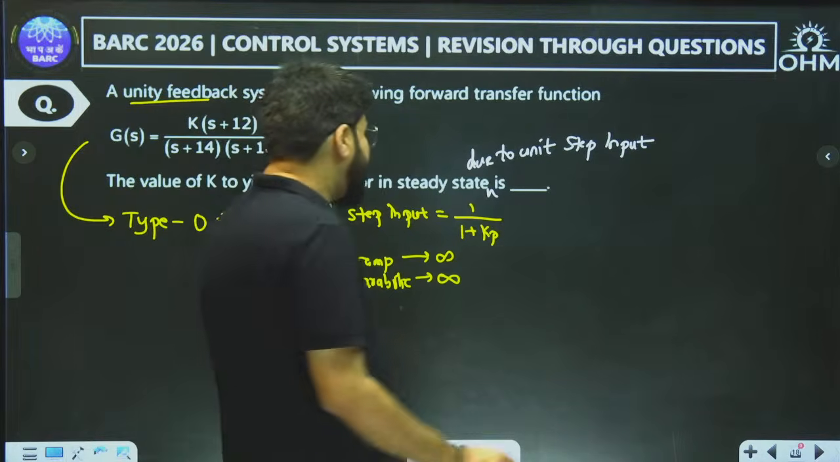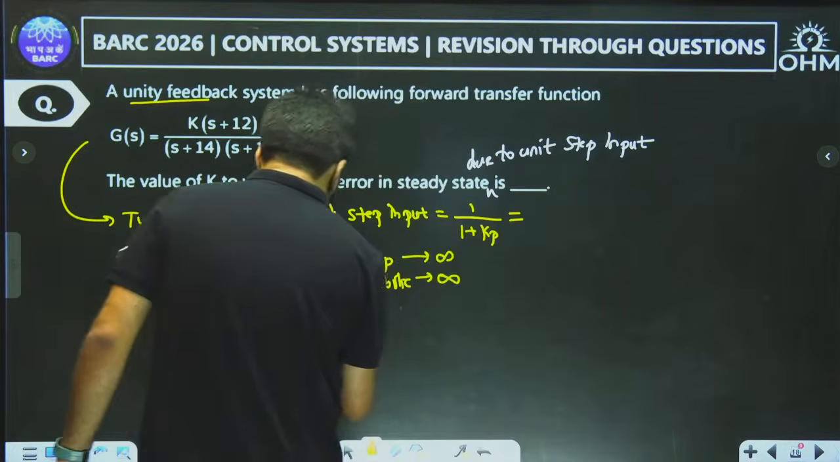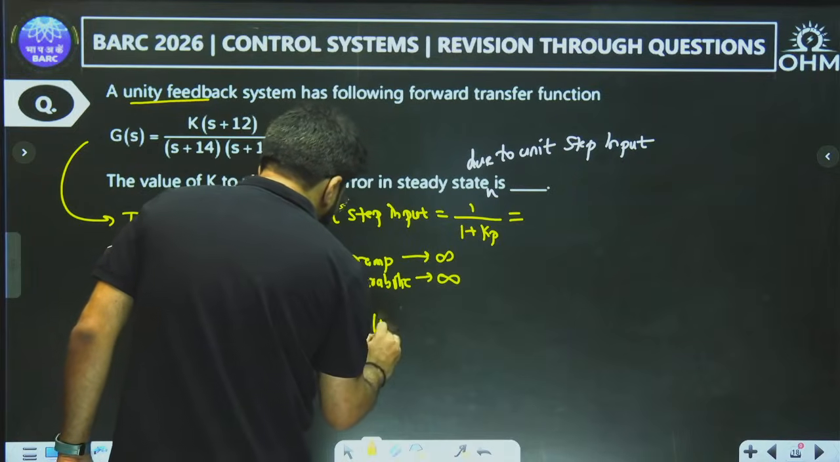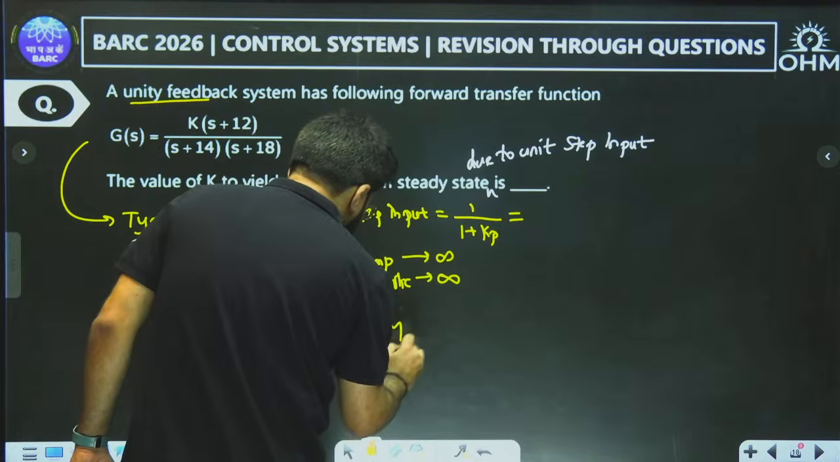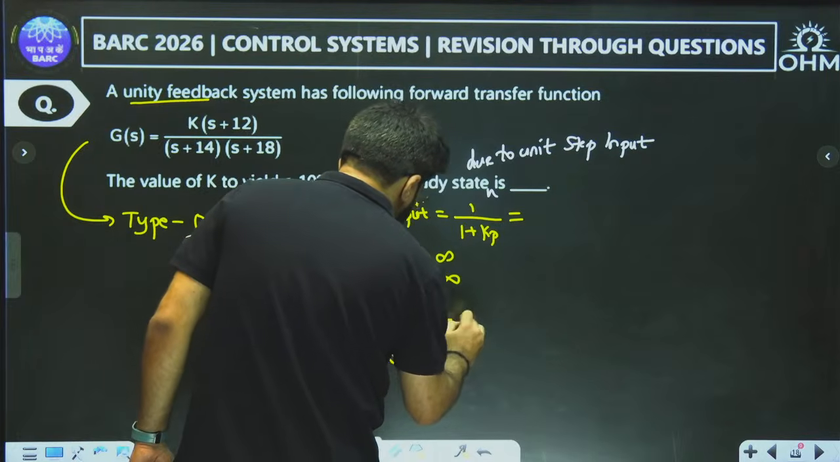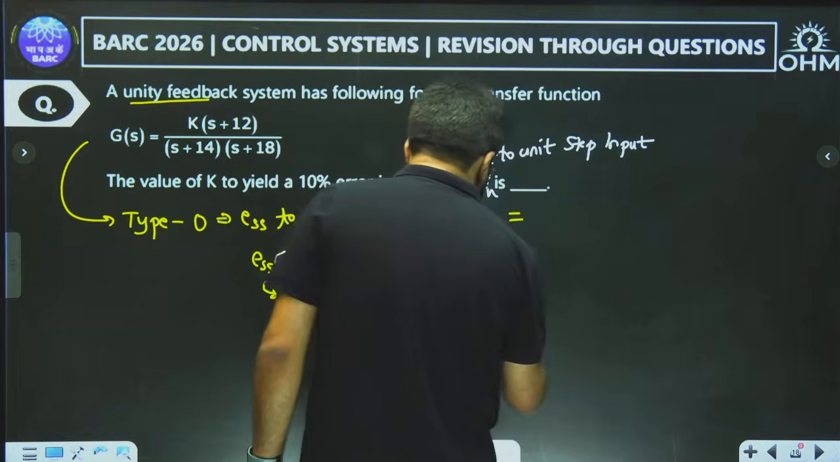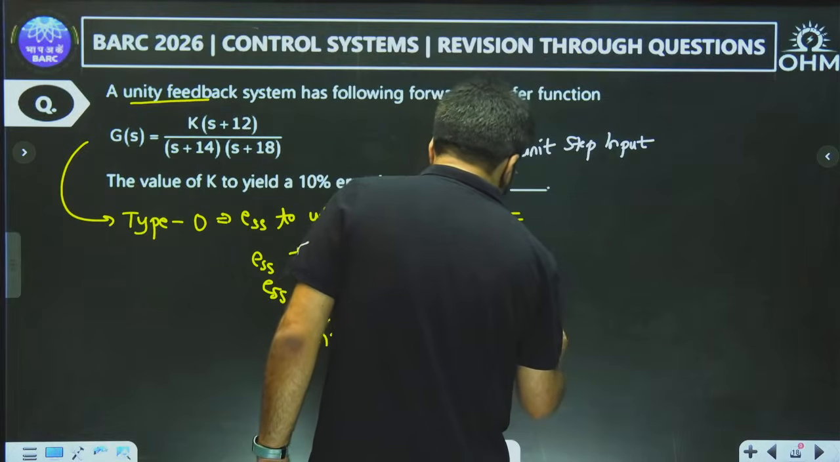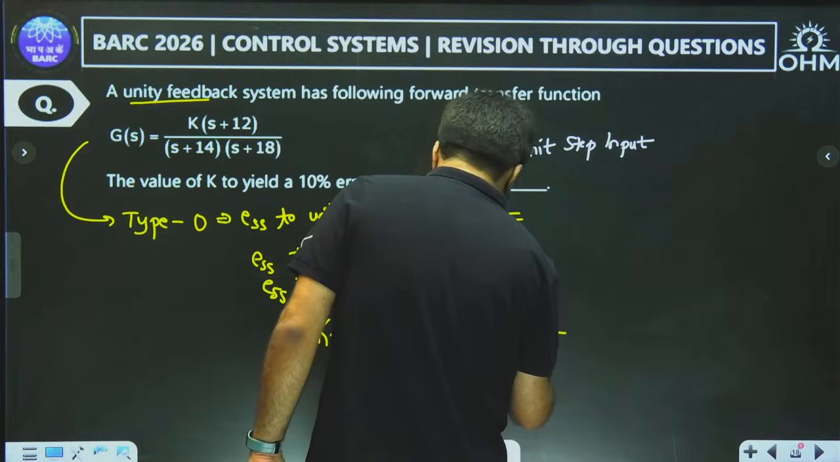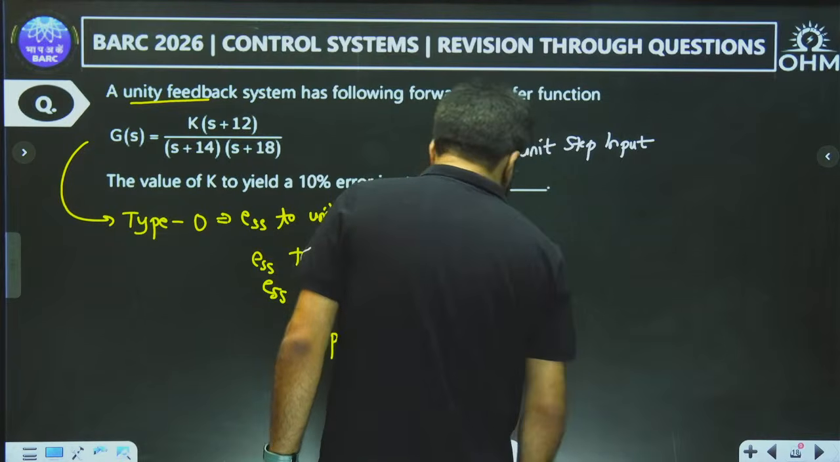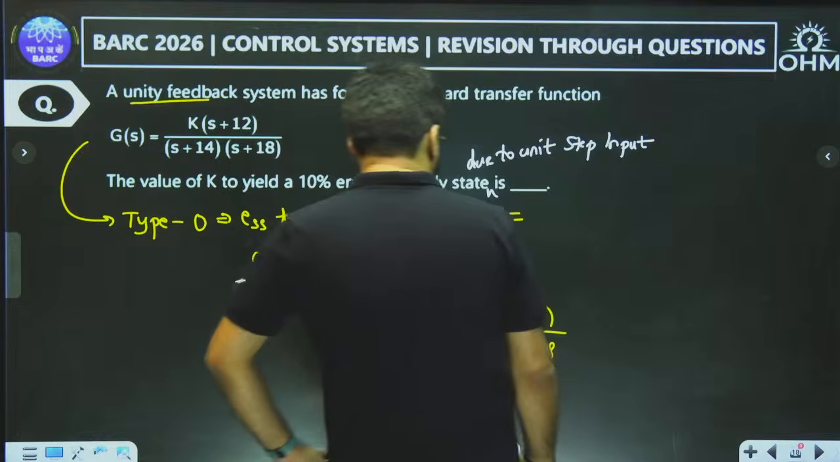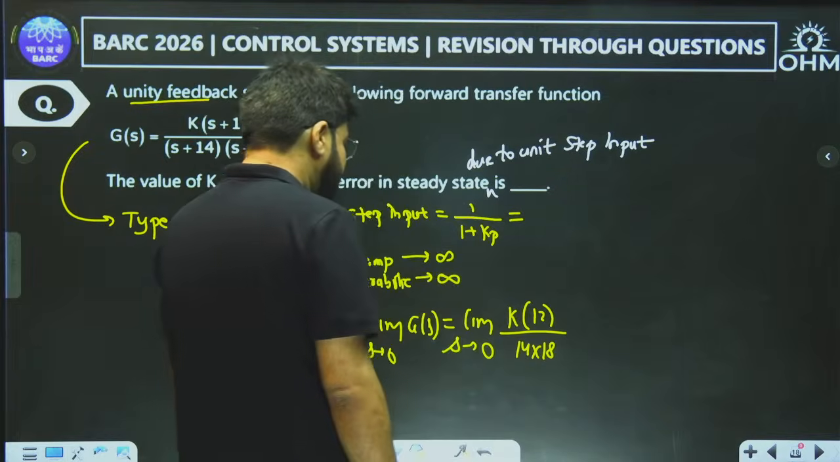Now, what is Kp given by? Kp is given by the formula limit s tending to 0 of G(s). So when you put s tending to 0 here, what do you get? K into 12 upon 14 into 18. K into 12 divided by 14 into 18. Correct? This is what I will get.